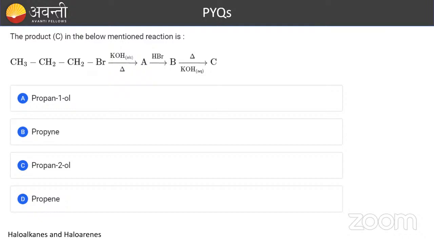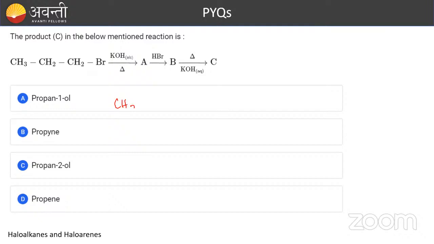Vedant is going for option C. Okay, what about others? What about others? So what is compound A?